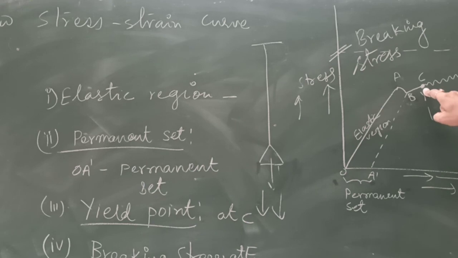Now again stress is applied, and a very large strain will be produced. Up to the point C, the wire begins to flow like a viscous fluid, and that point C is known as the yield point. That region of the graph up to the point D is known as the plastic region.